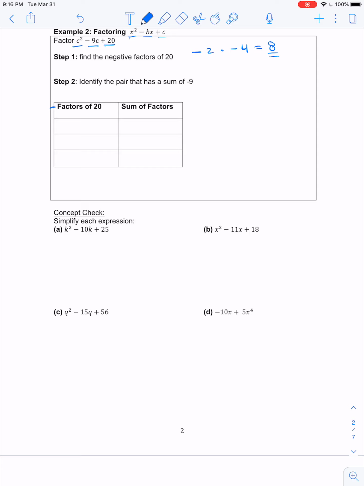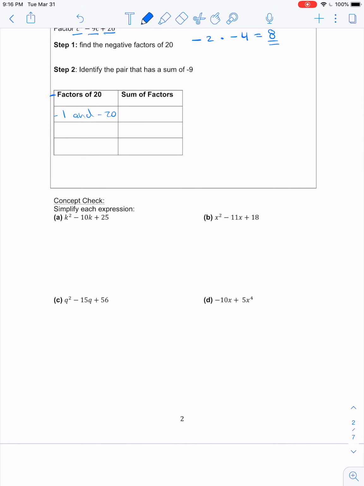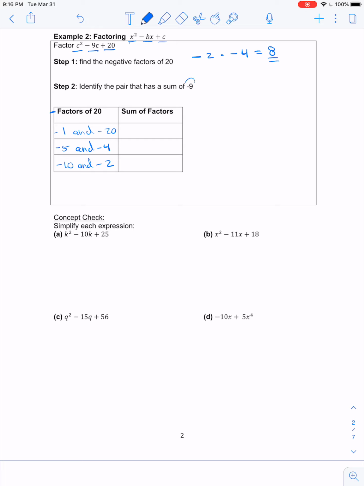So what are the factors of 20? Well, negative 1 and negative 20. Yes, that's one possibility. Then we have negative 5 and negative 4. And we have negative 10 and negative 2. Right? So those are all the combinations of 20. We want to find the one that sums up to negative 9 because this middle term is minus 9.